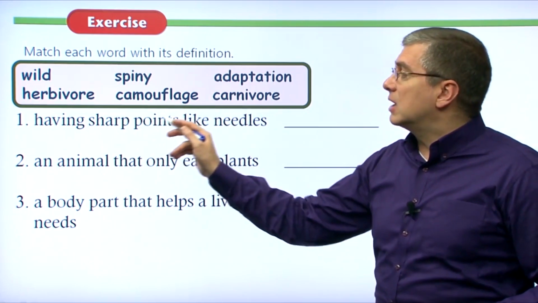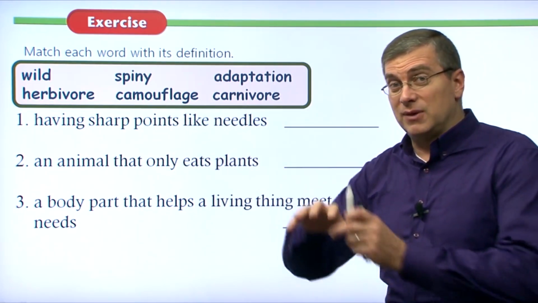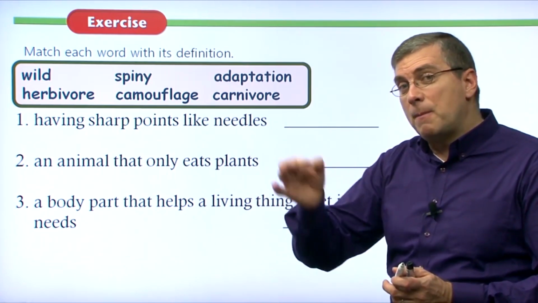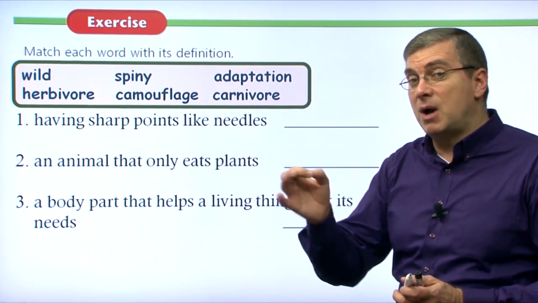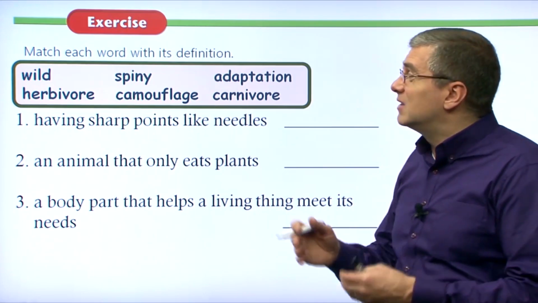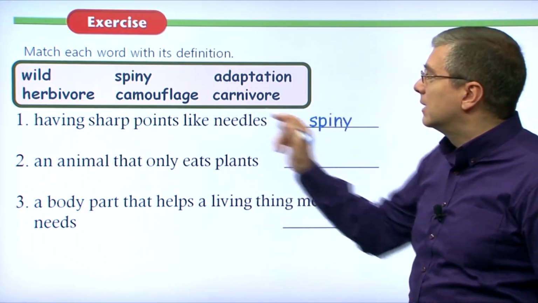Let's look at the definitions. Number one, having sharp points like needles. Remember the picture of the fish we saw before? The fish had very sharp points coming off of its body like needles. So we could say that that fish is what? We're looking for an adjective. We're looking, of course, for spiny.